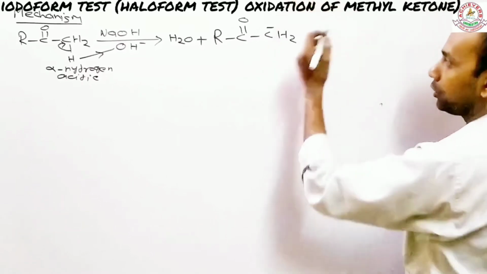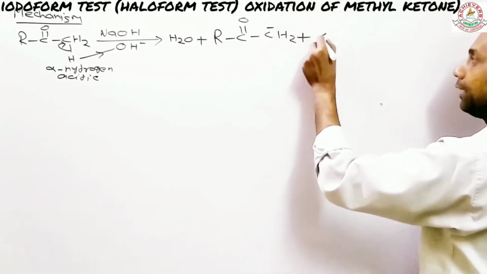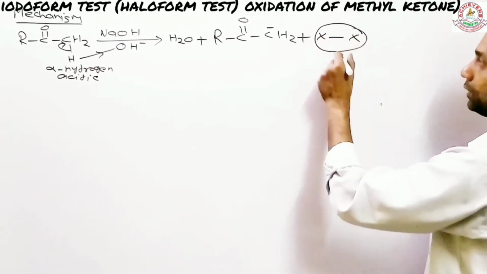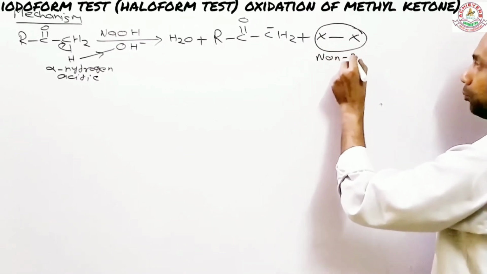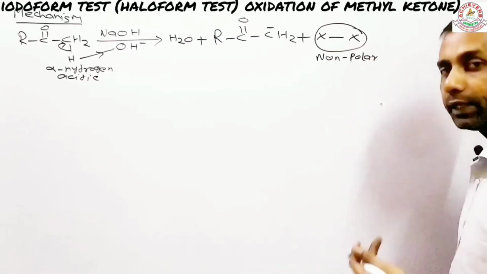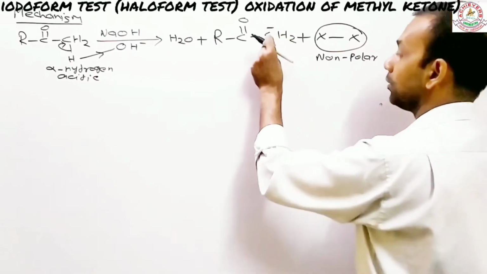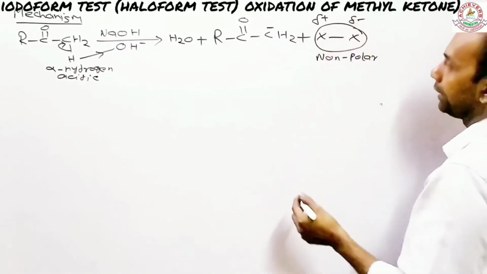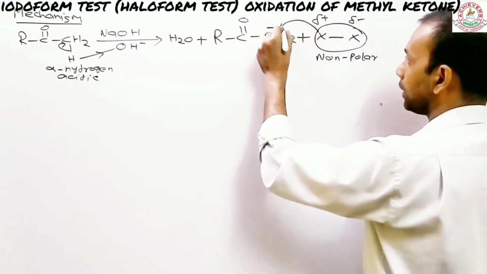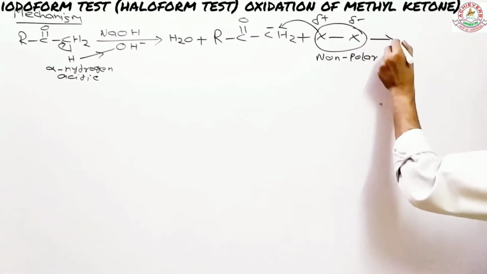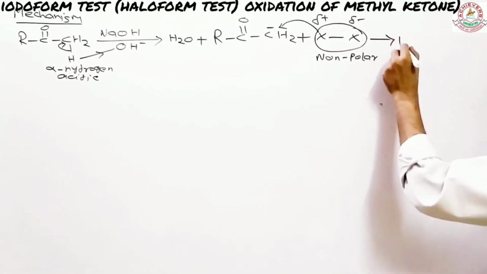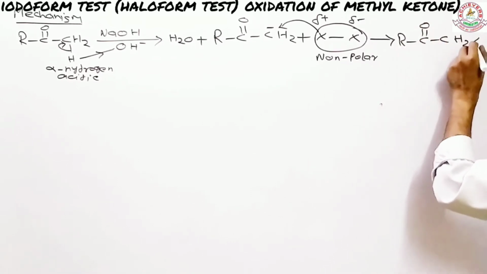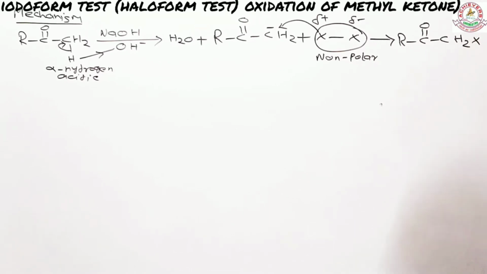Now this product again reacts with the halogen molecule. But there is a problem. This is a non-polar molecule, so it will not react on its own. But this one, being highly polar, induces a dipole here. So this becomes partial positive and this becomes partial negative. Due to that, the halogen moves towards the carbon. And after that, the first hydrogen is removed, and you get R, C double bond O, CH2X. So the very first halogen has been added here.